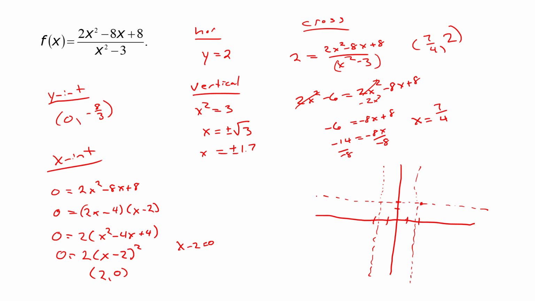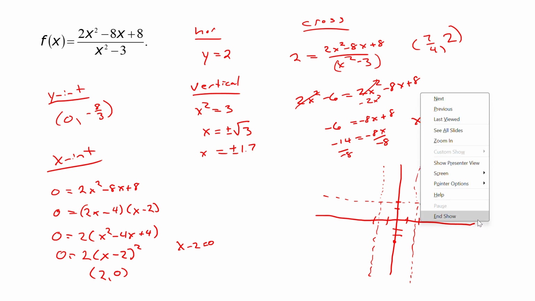Okay, now our y-intercept is at 0. That would be about negative 2 2/3. So somewhere right about there. My x-intercept, it crosses at 2.